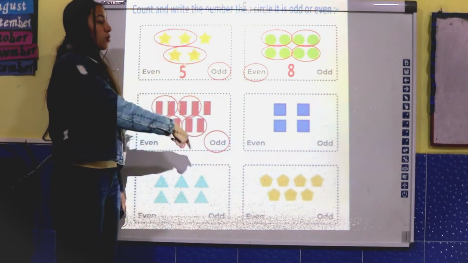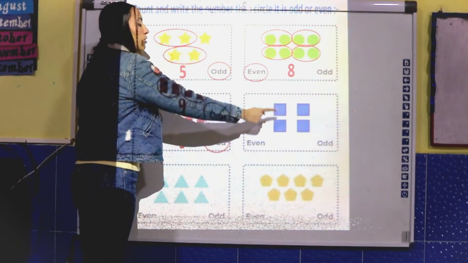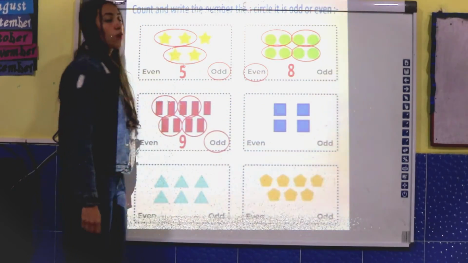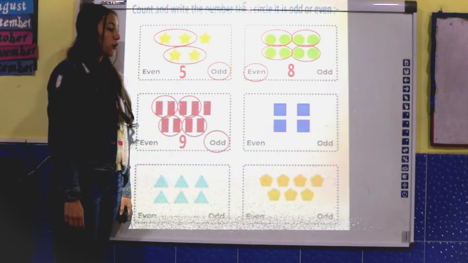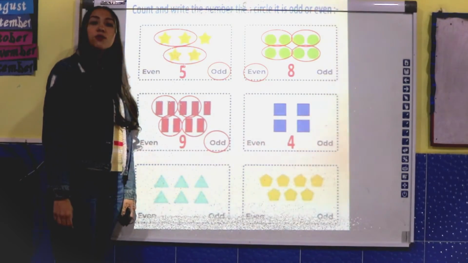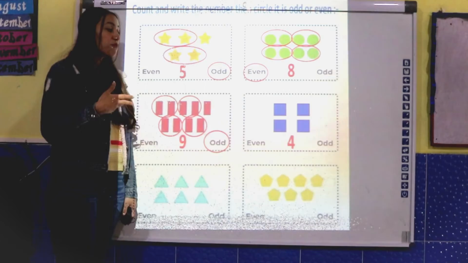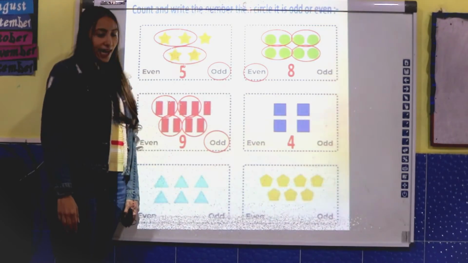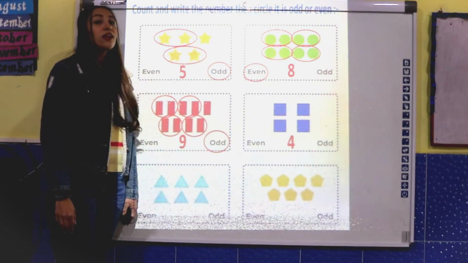Let's count here. 1, 2, 3, and 4. I have here 4 squares. Okay, who can tell me, is number 4 an odd number or an even number? Yes, number 4 is an even number.